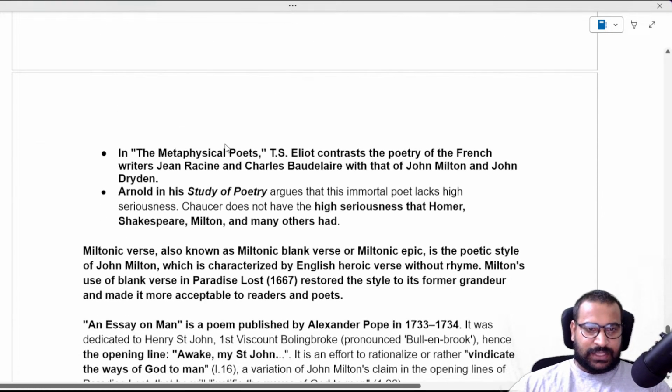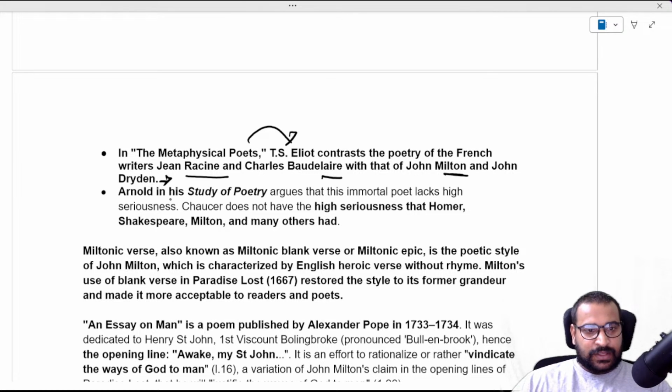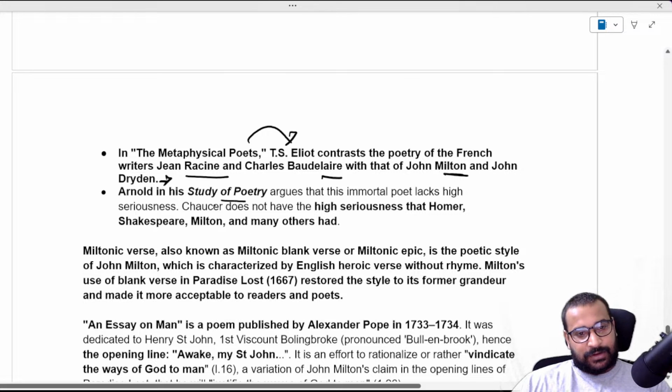Okay, and one more thing, in the essay on the Metaphysical Poets, T.S. Eliot contrasts the poetry of French writers Racine and Baudelaire with John Milton and John Dryden. Very important, this comparison in The Metaphysical Poets by T.S. Eliot is quite important for you. Arnold also said something about the study of poetry. Remember, we talked in our first couple of sessions about what he meant by seriousness. How he classified it, like Chaucer does not have high seriousness, but Homer, Shakespeare, Milton and many others had, right? So that is also very important.